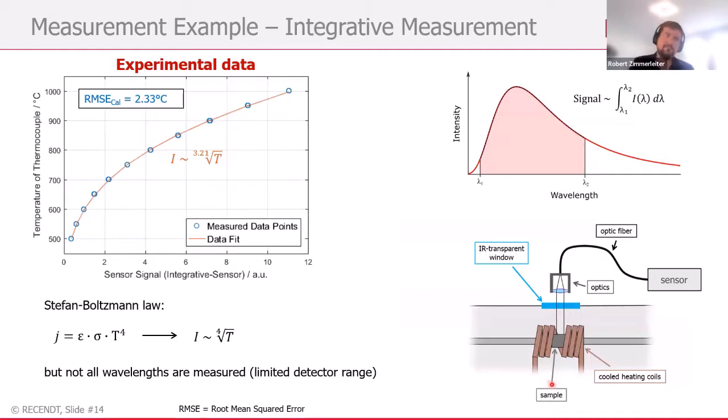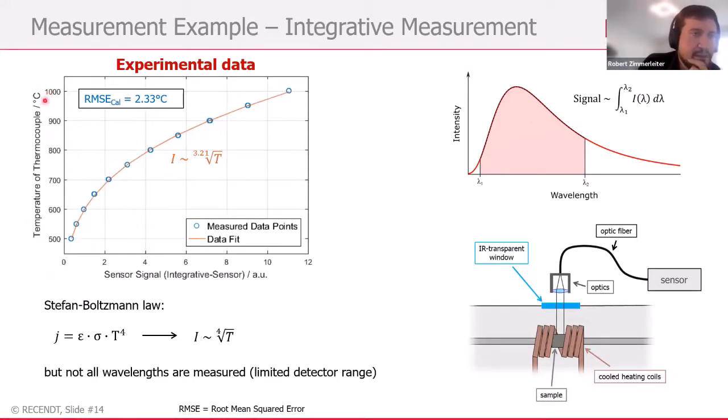So first of all, I want to shortly discuss the integrative measurement. This was done by just measuring the intensity that was given off by the sample in a wavelength range between wavelength 1 and wavelength 2. So the signal is just the area under this curve, which correlates to the integral you're seeing here on the top right. In the graph on the top left, we see the experimental data for the calibration.